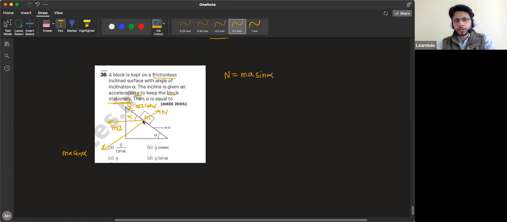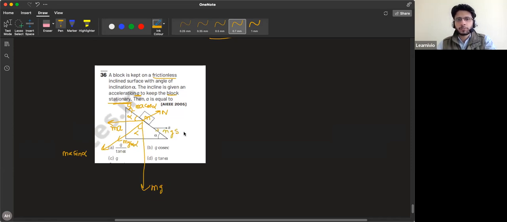And if you take the weight, you can resolve it. There's weight also, the weight of the block, acting in the downwards direction. We can resolve this weight also. This is alpha. We can resolve it in this direction. This will be mg cos alpha, and here it will be mg sin alpha.